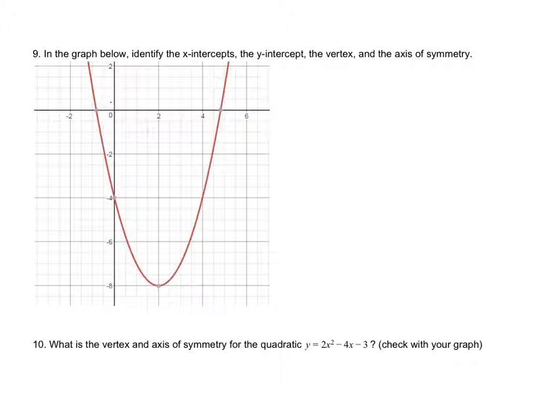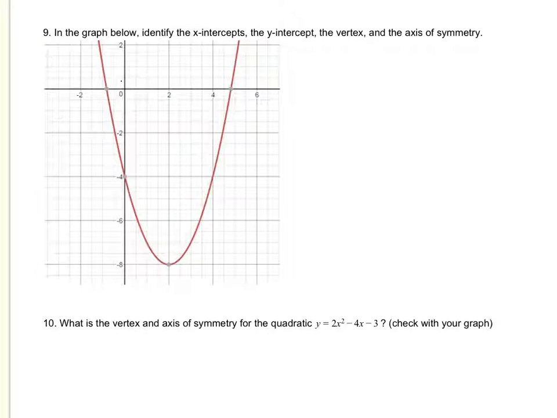Okay, so let's move on to the second part of our module, which was admittedly the trickier or easier part of the thing, where we are graphing these parabolas and these quadratics. So number 9 says, in the graph below, identify the x-intercepts, y-intercepts, the vertex, and the axis of symmetry.